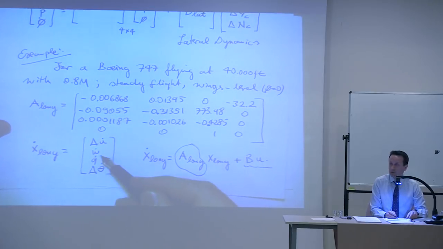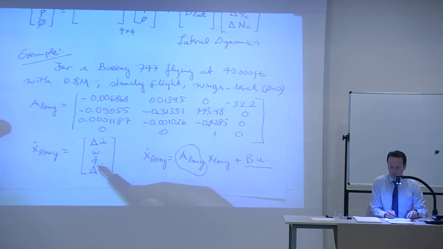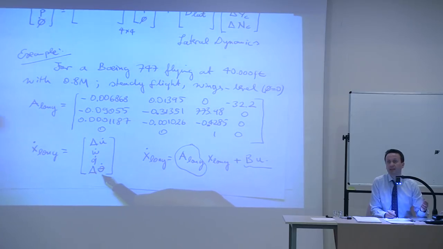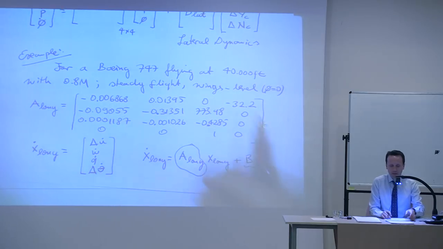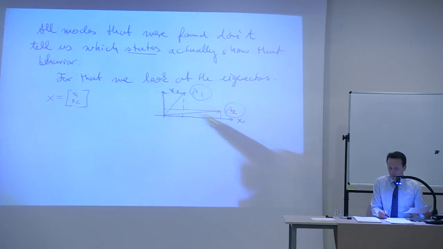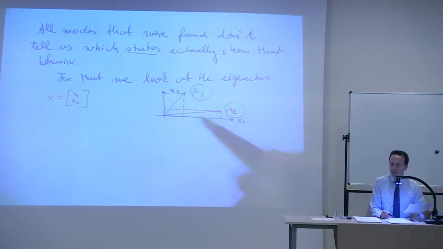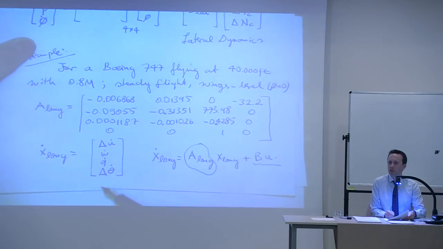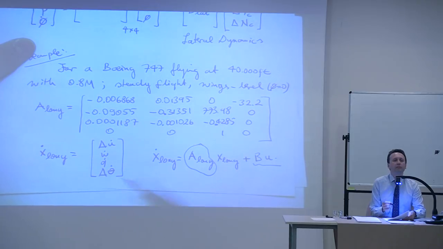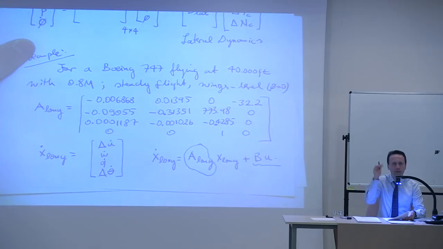Feet per second. This is a velocity, feet per second. Q is radians per second, and this is theta, like radians. So how do you make such a comparison of radians to feet per second? I mean, feet per second will always win, I guarantee you. Okay, so in order to make that comparison, you first need to non-dimensionalize them with, let's say, a maximum speed, maximum theta, or some level, whatever. You need to non-dimensionalize them so that they become comparable. All right?